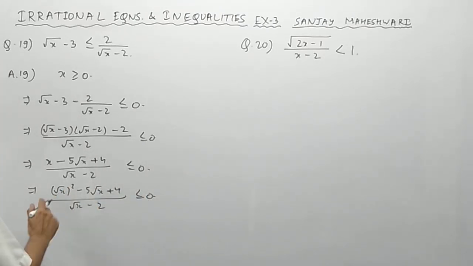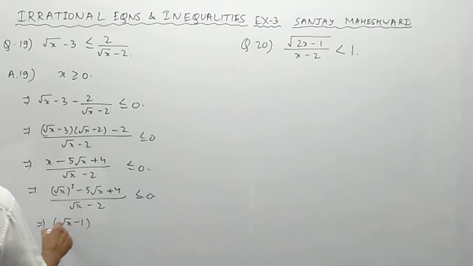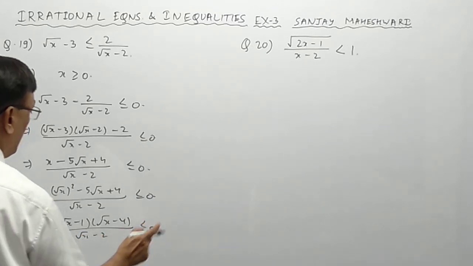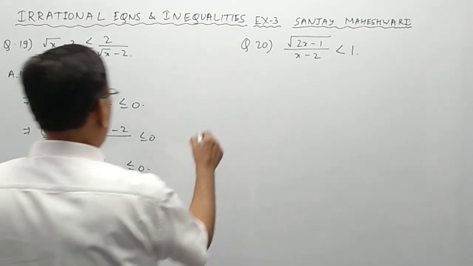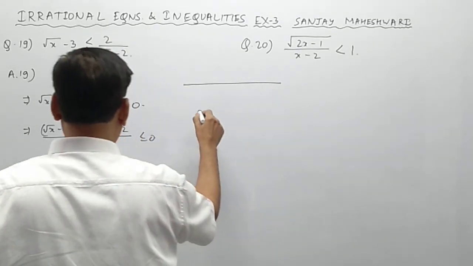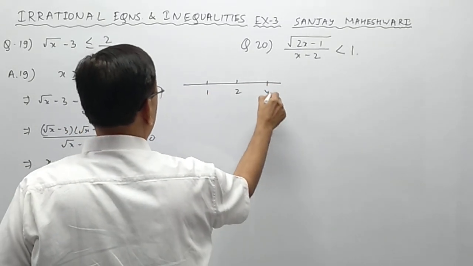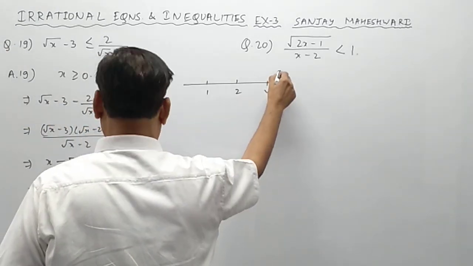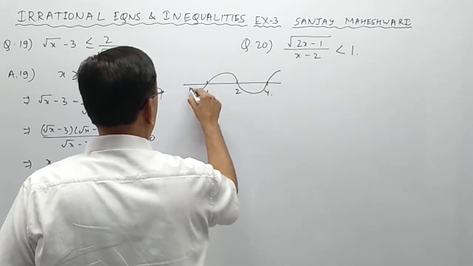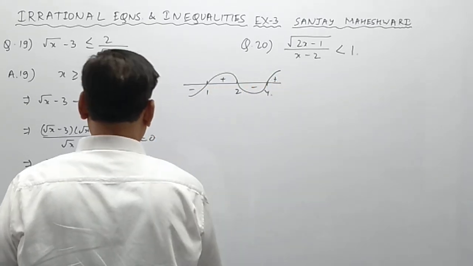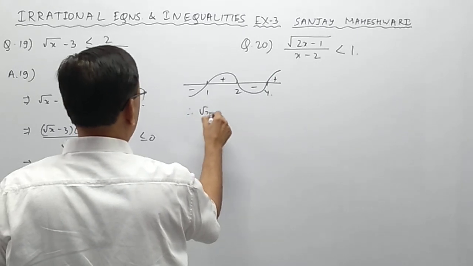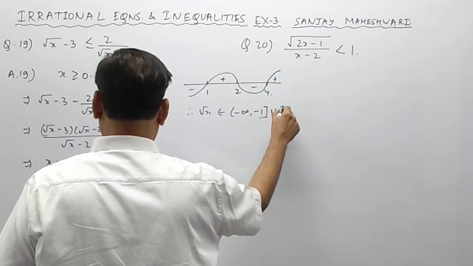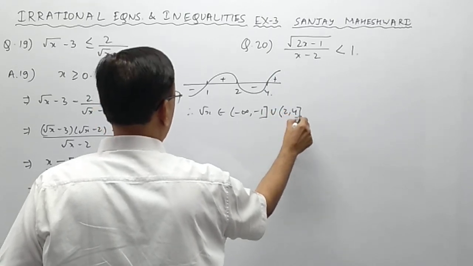This can be factorized: root x minus 1, root x minus 4, divided by root x minus 2, less than or equal to 0. So we can draw a number line and then a wavy curve with 1, 2 and 4 as critical points. Since it is less than or equal to 0, root x belongs to minus infinity to 1 closed union 2 open to 4 closed.